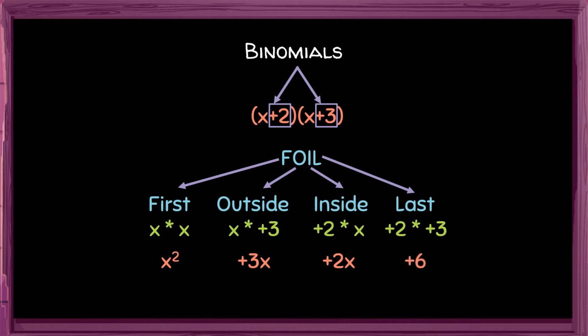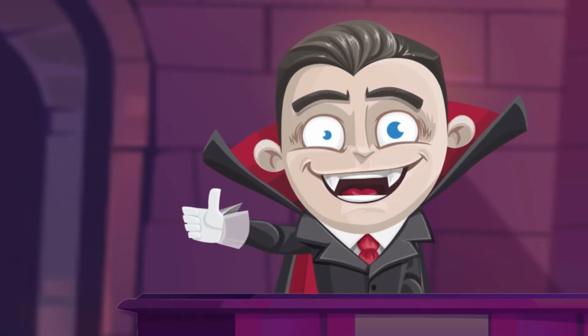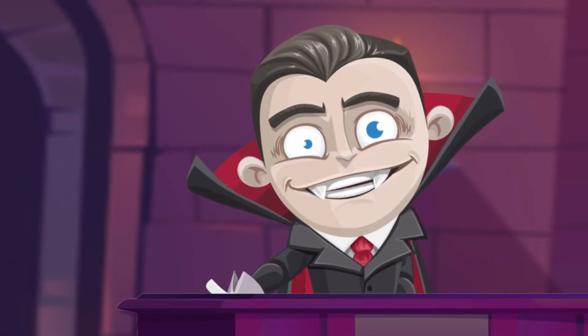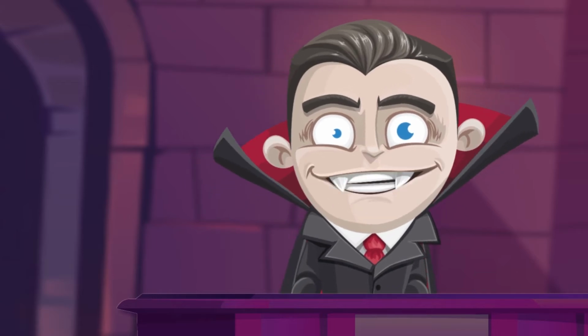So the 4 steps of FOIL have given us x squared plus 3x plus 2x plus 6. The plus 3x plus 2x in the middle add up to plus 5x, so our final answer is x squared plus 5x plus 6. I see. That is the very same quadratic equation that we started with.